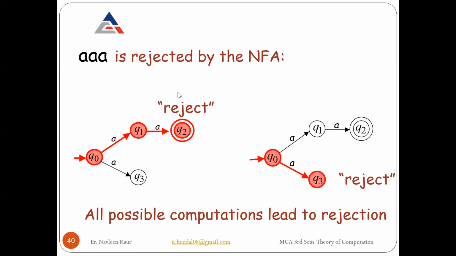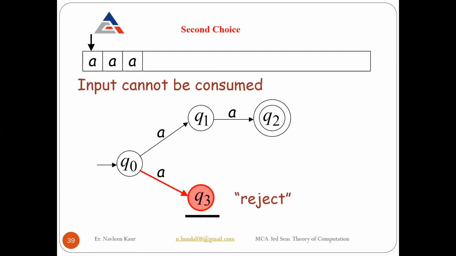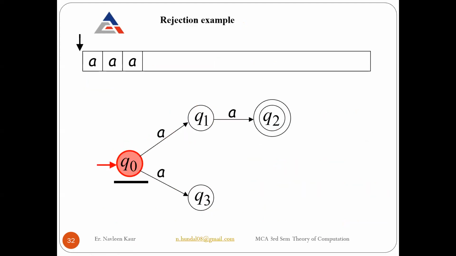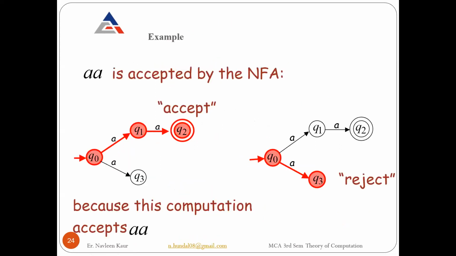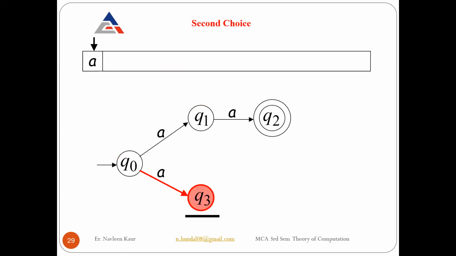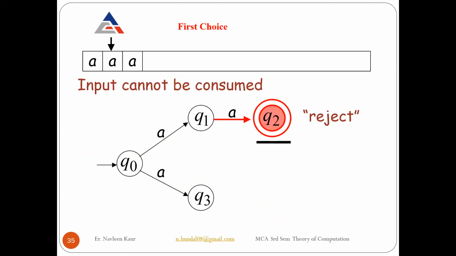So AAA is rejected by it, right? And A is also rejected by both the possibilities. Only what is accepted? AA. AA is accepted if you follow this path, although if you follow the other path, it is not accepted. But even if there is a single path that will accept it, you will consider that it is accepted. So AA is accepted, A is rejected, and even AAA is also rejected.